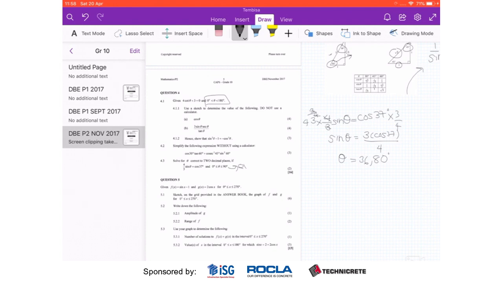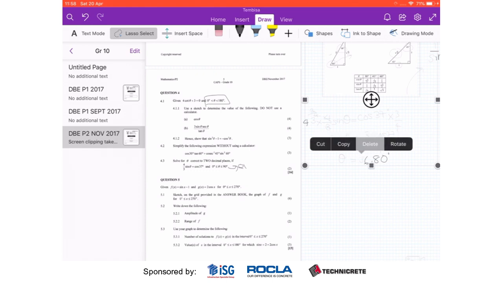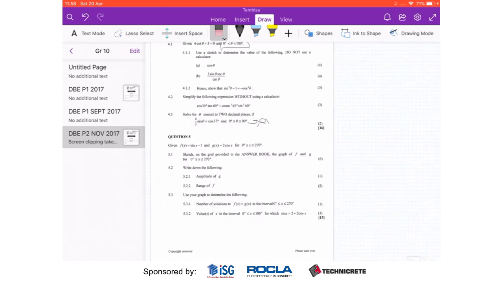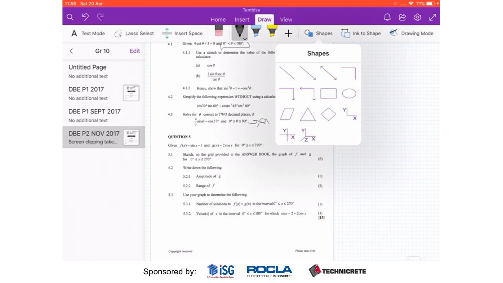Okay, let's go to our next section. Given f(x) is equal to sine x minus 1 and g(x) is equal to 2 cos x, for x falling between 0 and 270, that's our range, sketch on the grid provided in the answer book the graph of f and g for 0 to 270. Okay, so let's do that.